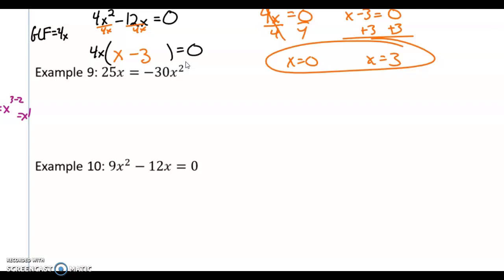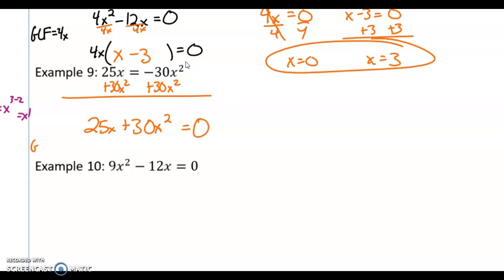Okay, on example 9, what do you need to do first before you can begin to solve? All right, you need to add it and get it equal to 0. So I'm going to add this 30x squared over. So I get 25x plus 30x squared equals negative 30x squared plus 30x squared is 0. Okay, now it equals 0. So that's good.